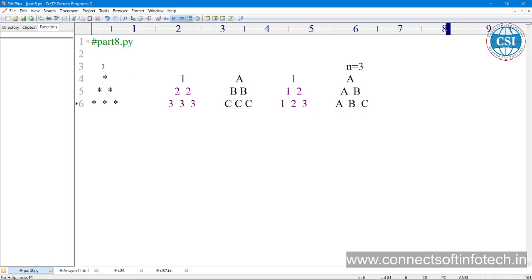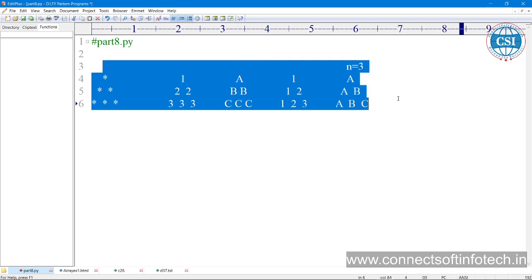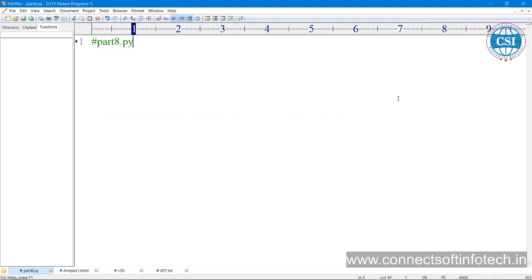So this is the program for the pyramid pattern. This is part 8 program. So let us take the first one. If you enter the number of rows equal to 3, I want the first row with one star, the second row with 2 stars, and then 3 stars. Such pyramid patterns we require to print.